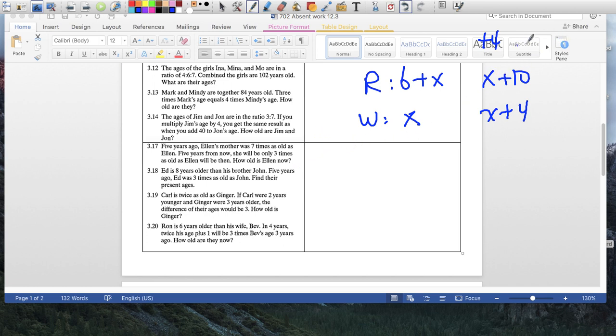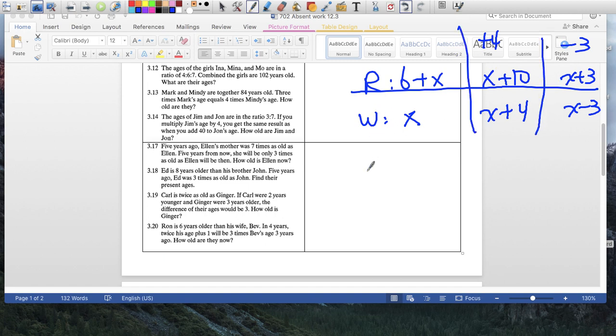And then 3 years ago, so I need plus 4 and minus 3. And minus 3 would be x plus 3 and then x minus 3. Okay, so let's see which ones we need to use here. In 4 years, twice his age, which is going to be represented by x plus 10 plus 1, will be equal to 3 times Bev's age 3 years ago, and Bev's age 3 years ago is represented by this.